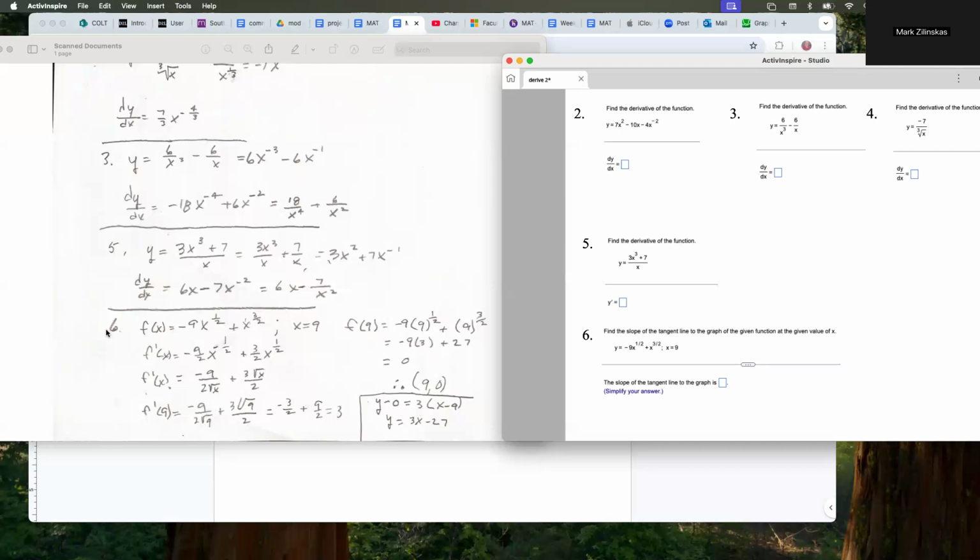So I know that's pretty quick there, but like I said, not too bad as far as the algebra is concerned. And there you have it, derivatives of polynomials using your power rule and the sum and difference rule.